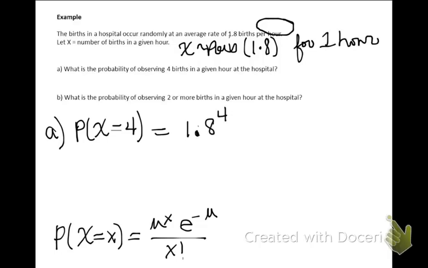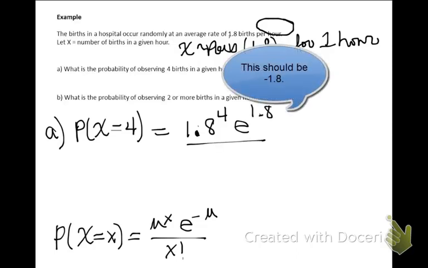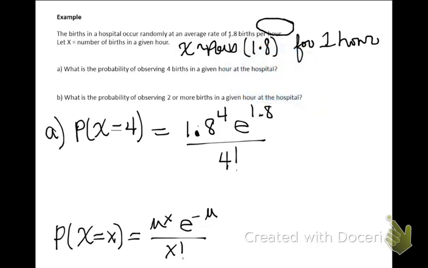raised to the x value of 4, e to the minus mu, divided by x factorial. In this case, nothing simplifies, so we'll type this straight into our calculator, and this is 0.0723.